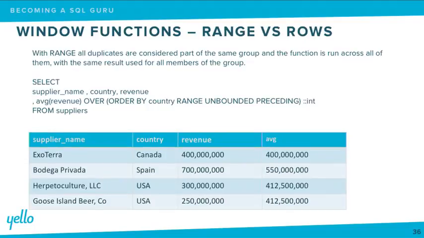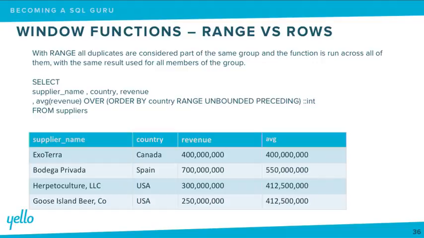Now, a little bit more detail about range versus rows. Like I said, range allows all duplicates to be handled within a set or a group, and it handles them simultaneously. Whereas rows allows you to go row by row and truly calculate, let's say, a moving average on a per row basis. In this example, one thing to note is I removed my partition by. Just take note of that. But I did include an order by, and in this case, I'm ordering by the country. And I'm saying that we have range unbounded preceding, which is also the default.